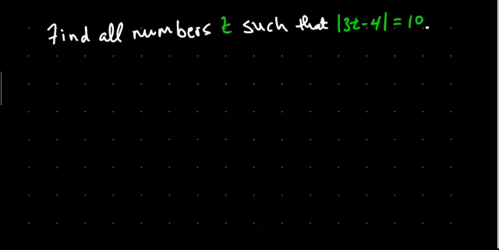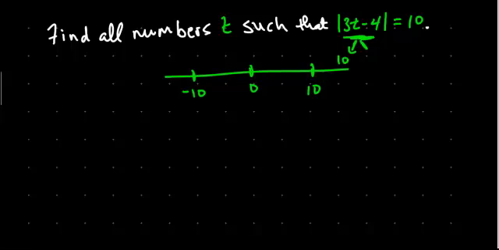So again, it's always good to draw a number line with these absolute value problems. Here's 0. Let's say that's 10. Let's say here's negative 10. So to say that the absolute value of something, so here's our something, 3t minus 4, but it doesn't matter what it is, the absolute value of something equals 10 means its distance from 0 is 10. So this thing must actually be 10 or be negative 10, because the only two things that have an absolute value of 10 are 10 or negative 10.